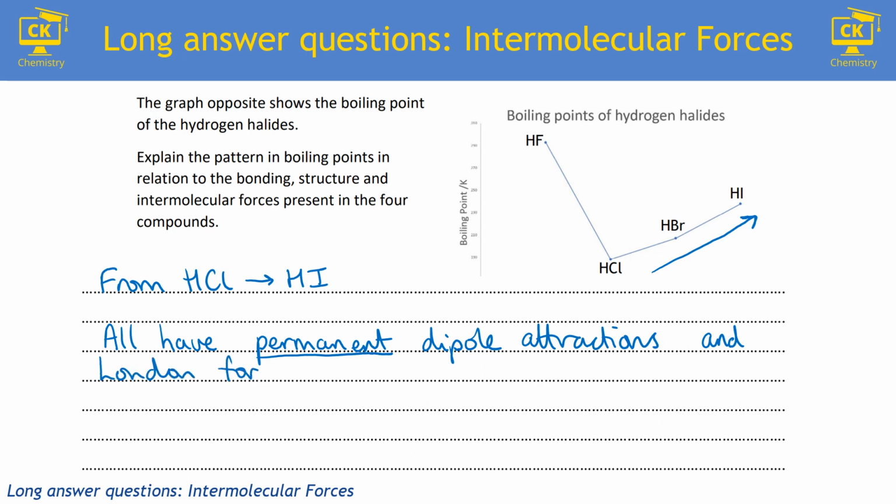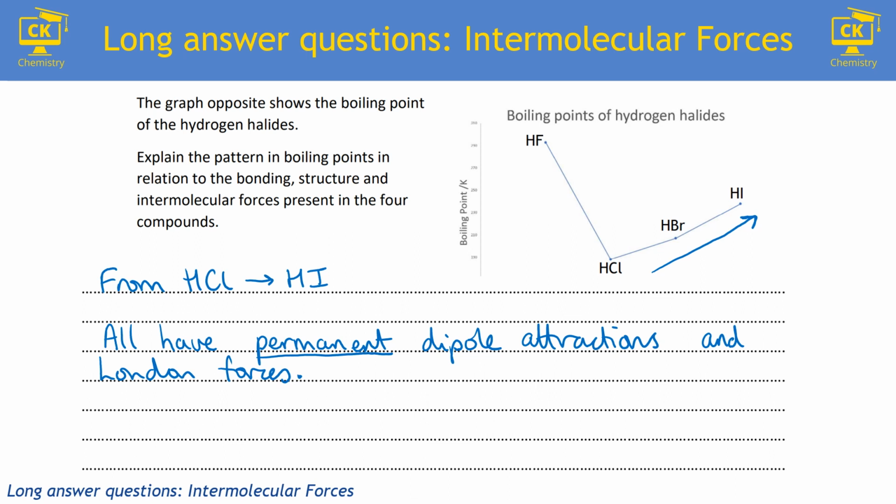Depending on your exam board, you might know London forces as van der Waals forces, or you might even know them as instantaneous induced dipoles. I'm going to use London forces because it's just quicker to say and write. So whenever you see a clear trend in boiling points like this one, it is going to be related to the size of the molecule going up. Permanent dipoles are stronger than London forces, but when you look at HCl, HBr and HI, there's a big difference in the number of electrons when we go down the group.